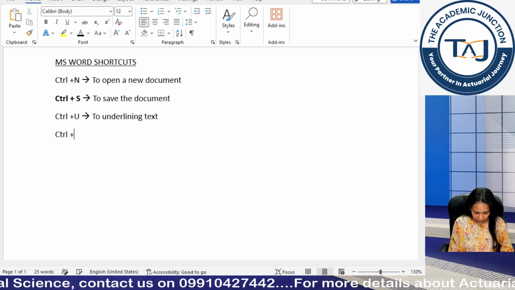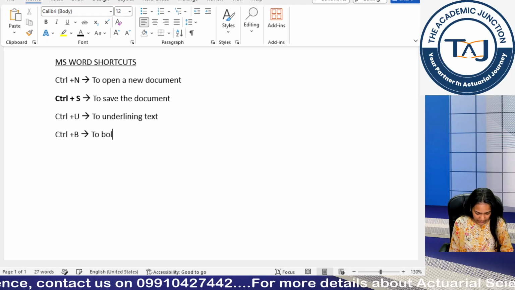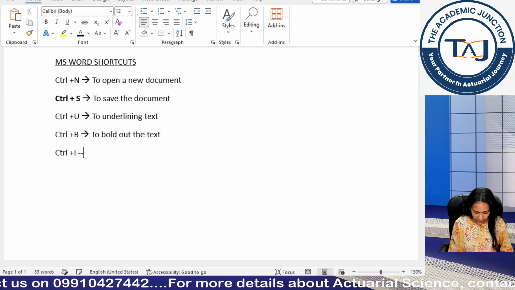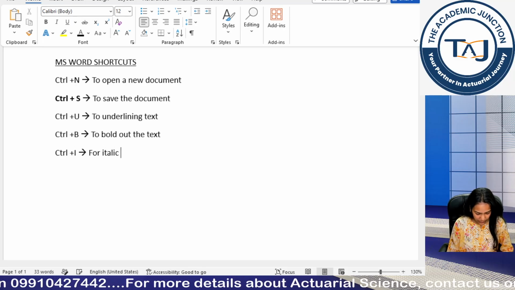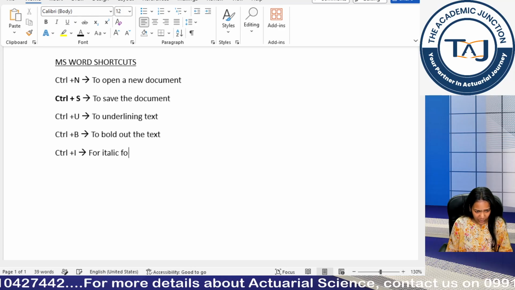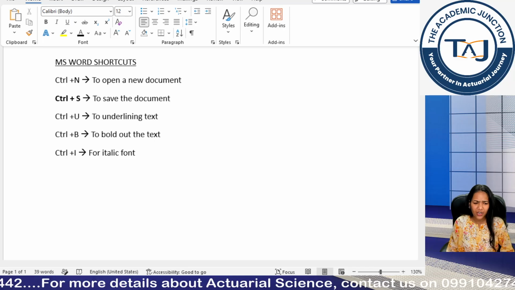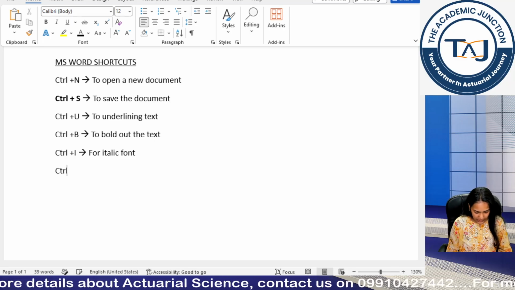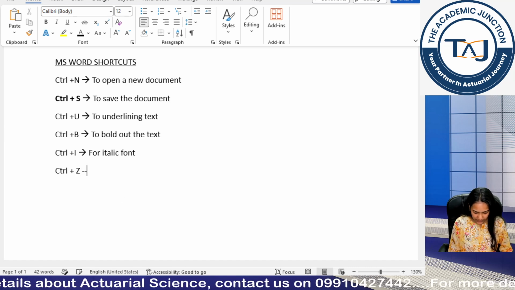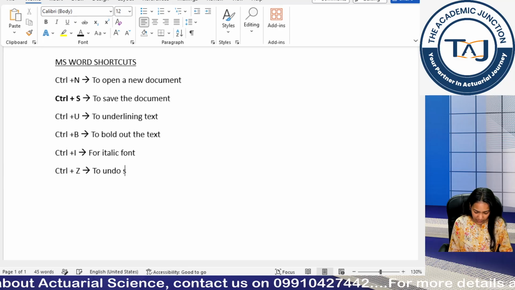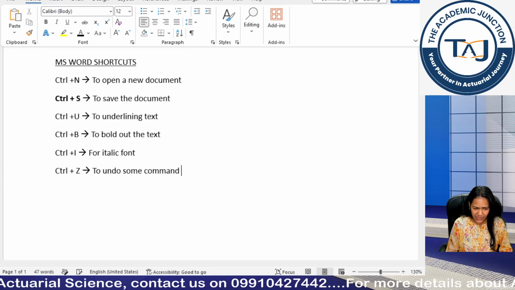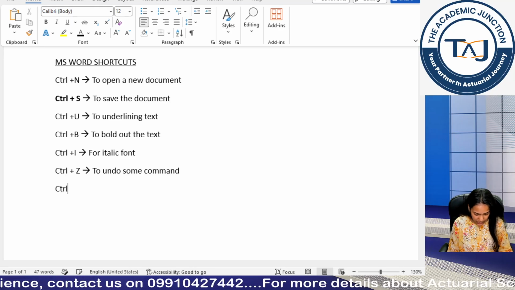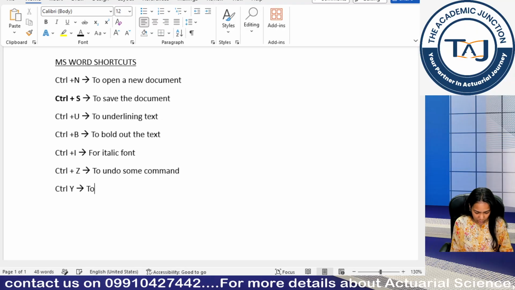then Control B to bold the text, then we have Control I for italic font. Though you are not supposed or asked to use italic font, it's just a basic shortcut. Then we have Control Z to undo some command. For example, you typed something wrong or you mistakenly deleted something, so to undo it. Then we have Control Y to redo some command.